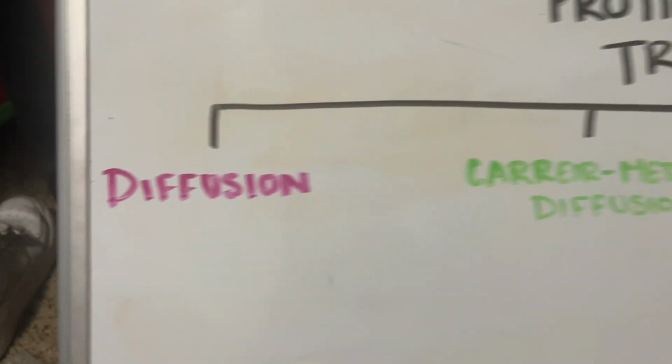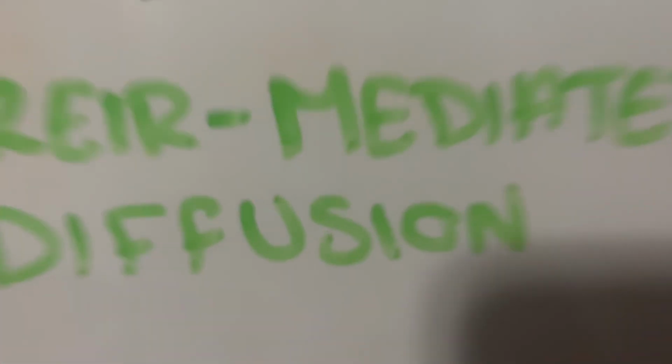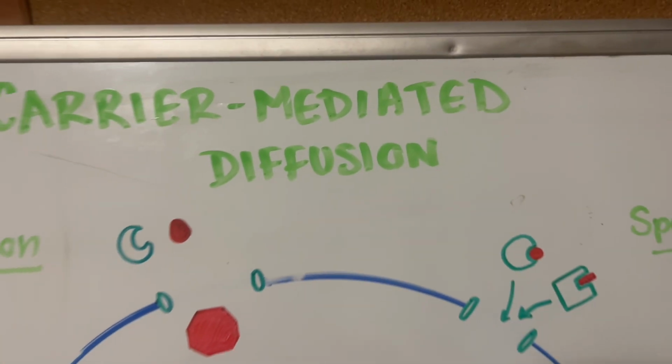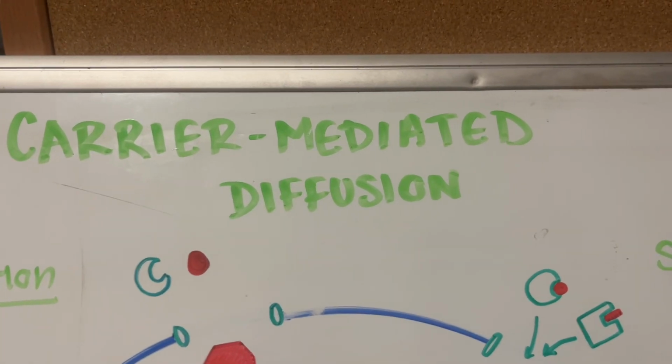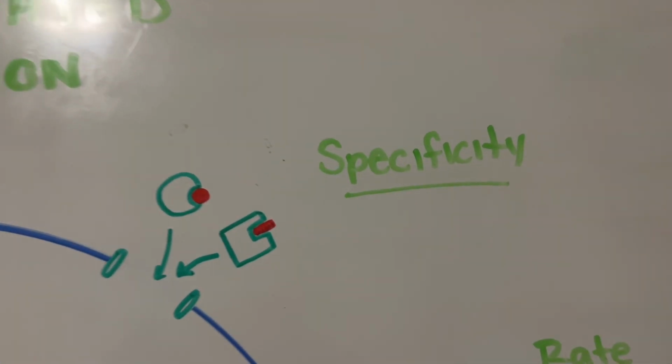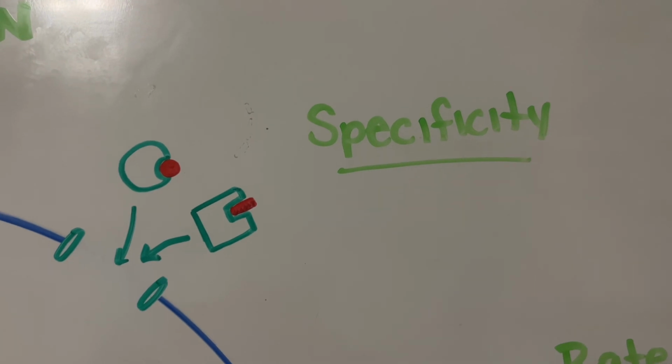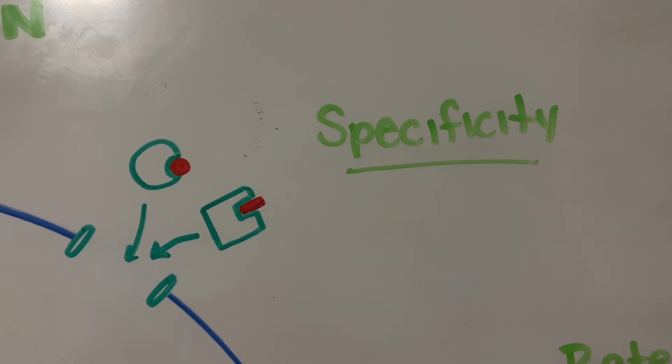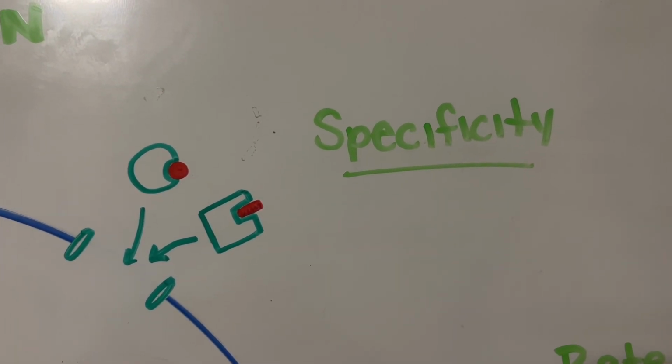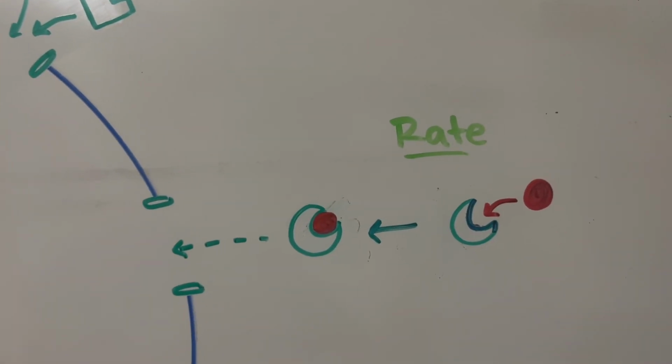To go back to our original chart of all protein-mediated transport, we're going to go to carrier-mediated diffusion. Carrier-mediated diffusion, let's start with specificity again. Carrier proteins are specific for the molecules they transport, similar to enzymes binding to their specific substrates. The next thing we're going to talk about is rates.